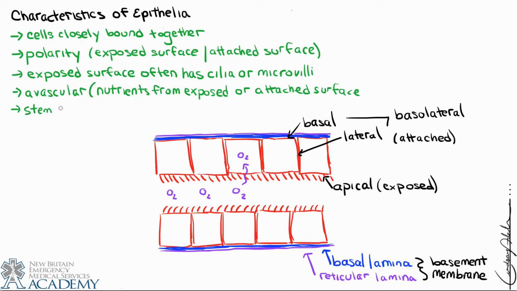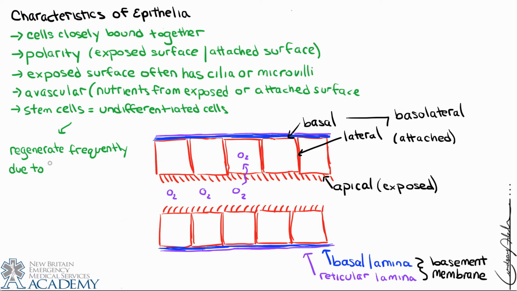And then the last characteristic that is really common to epithelial cells is that they possess a lot of stem cells. Stem cells are undifferentiated cells, meaning that they are not yet specialized for a particular function. Specialized cells will lose some of their organelles if they're not needed, or they'll only make certain proteins. They're made to do a specific job, but undifferentiated cells possess all the characteristics so that they could become any cell. And this is important because epithelia actually regenerates very frequently due to regular exposure to harsh conditions.